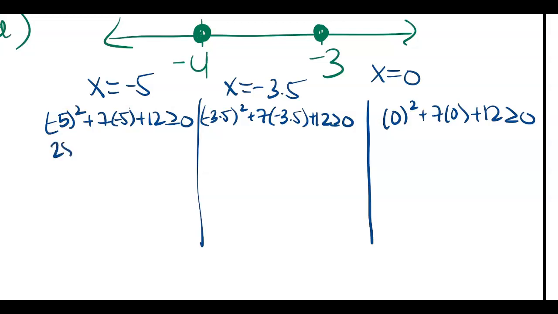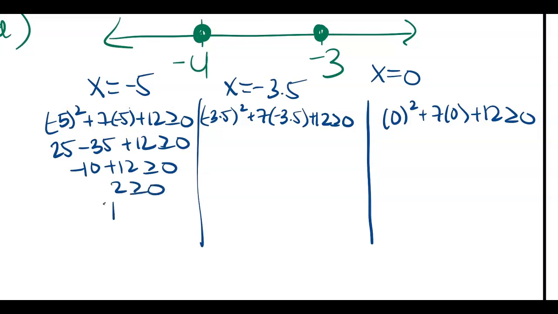We're going to make this 25 minus 35 plus 12 is greater than or equal to 0. 25 minus 35 is negative 10. Negative 10 plus 12 is 2. This is true.